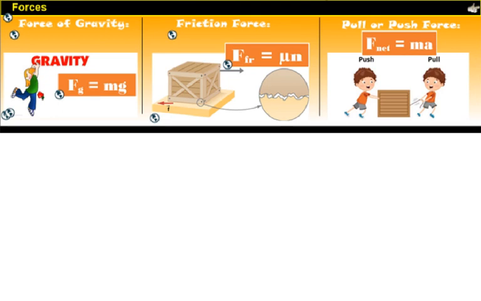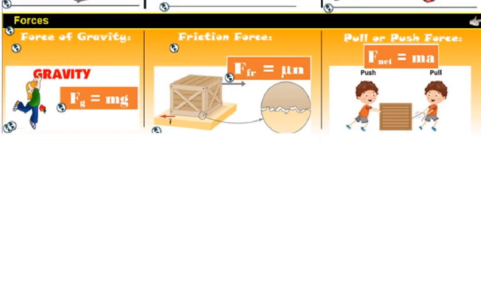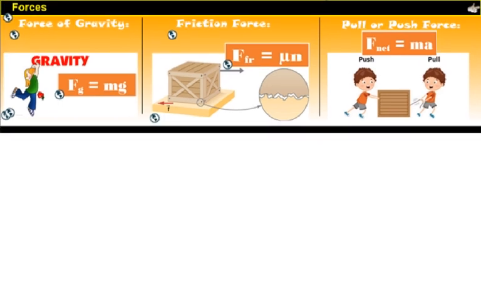So the one that is close to Earth, there is no concern about G for now. We're going to take the one that we know, acceleration due to gravity. Because the force is equal to mass times acceleration, G is also acceleration, it's just acceleration due to gravity, and the force of gravity is equal to mg. Then there is a friction force.